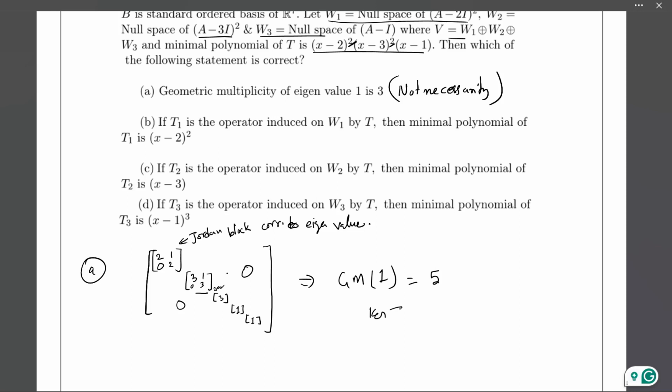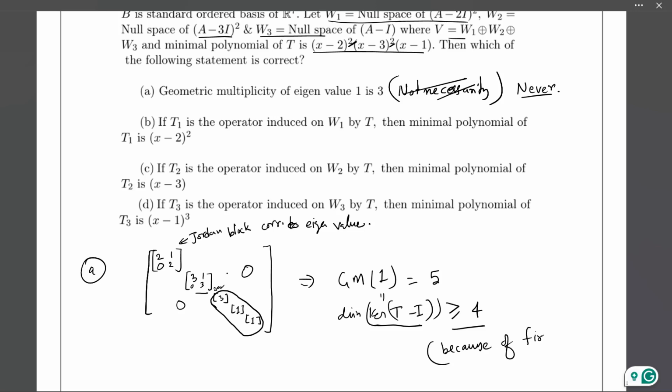Kernel of T minus I. The dimension of the kernel of T minus I is 5 in this case. It can never be 3. Never. Not necessarily, never. Because you see, only these are possible for places of 1. What is left outside will always be in the kernel of T minus I. This is bigger than or equal to 4 because of the first two blocks.